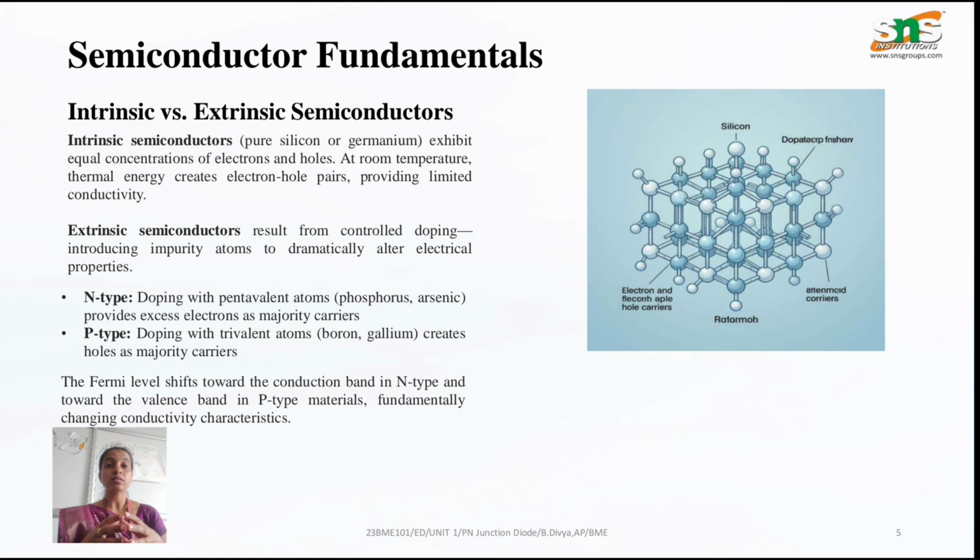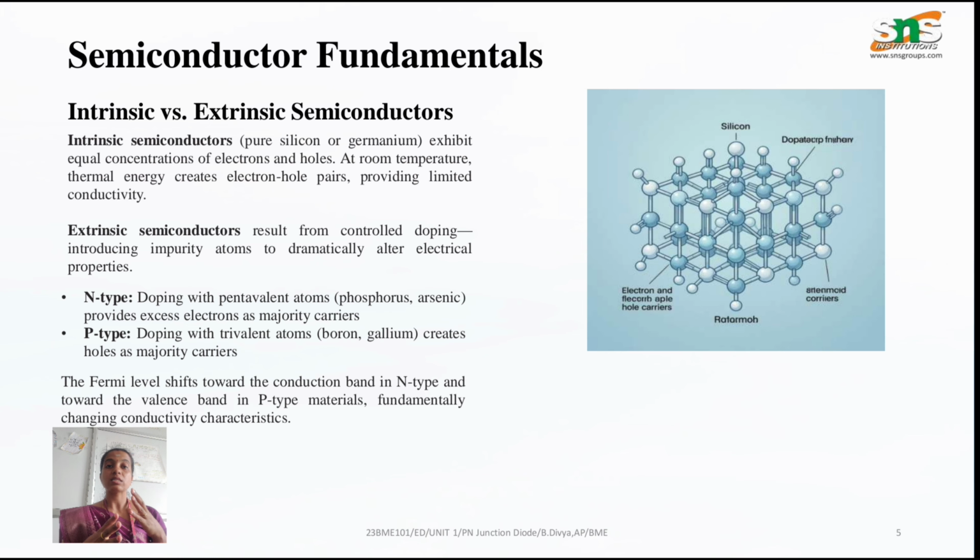Intrinsic versus extrinsic. As we all know, we have two types of semiconductors: intrinsic semiconductor and extrinsic semiconductor, where intrinsic is the pure form of semiconductor, whereas extrinsic is the impure form. Intrinsic semiconductor, that is pure silicon or germanium, exhibits equal concentration of electrons and holes. At room temperature, thermal energy creates electron-hole pairs, providing limited conductivity.